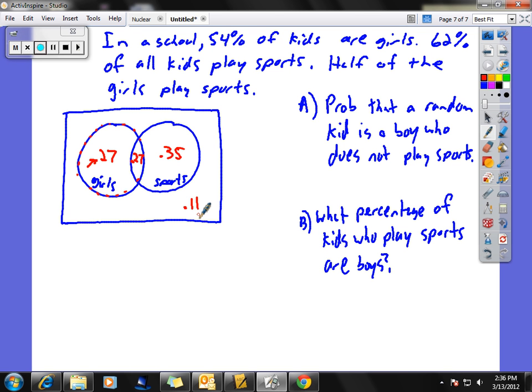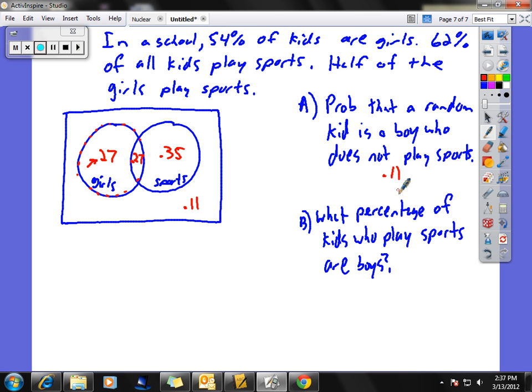So the probability that a random kid is a boy who does not play sports, now it's easy, right? Because we just look at the diagram. Where are the boys who don't play sports? They're on the outside of the whole thing. No sports, okay, and no girls. This is girls, this is sports. It has to be outside of that, so that's your 11%, okay? So that's 0.11.